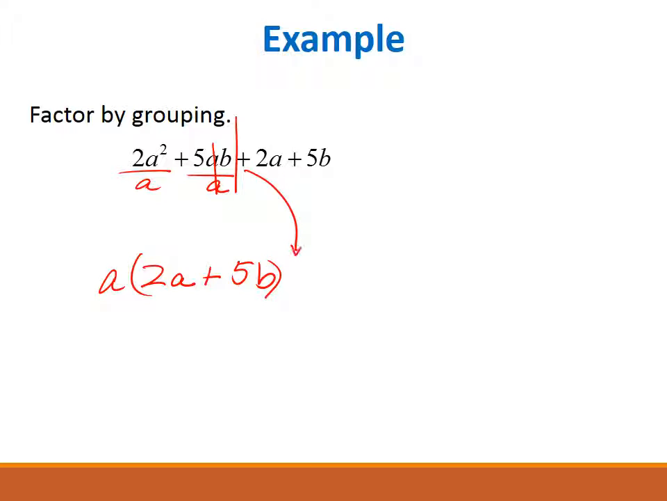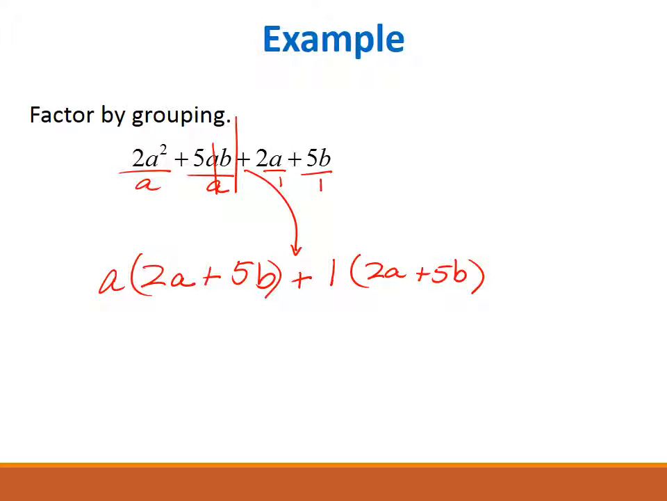Bring down the plus sign, and if you look at the last two terms, 2a plus 5b, there is no number that will divide into 2 and 5, and there's no letter in common. The only common factor they have is the number 1 itself. So I divide both those terms by 1. Of course, when you divide anything by 1, it really doesn't change that term.